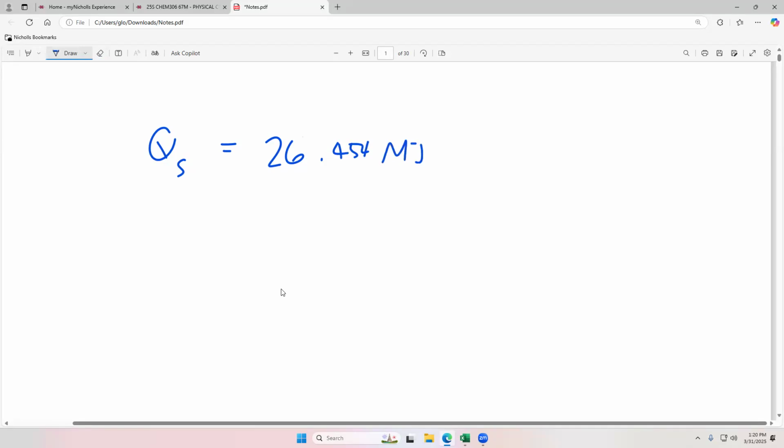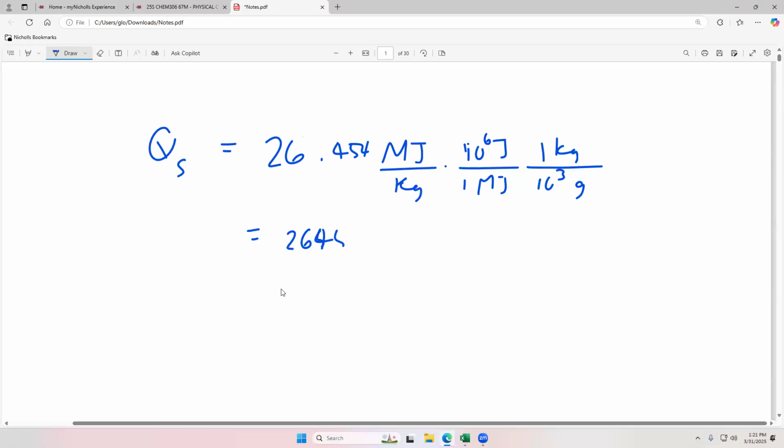26.454 megajoules per kilogram. I want that in joules per gram. So 1 megajoule is 10 to the 6 joules, right? And a kilogram is 10 to the third grams. So basically I end up multiplying by 10 to the third. So 26,454 joules per gram. That's the amount of heat generated by burning your benzoic acid sample per gram.